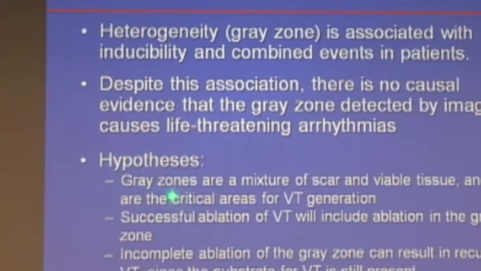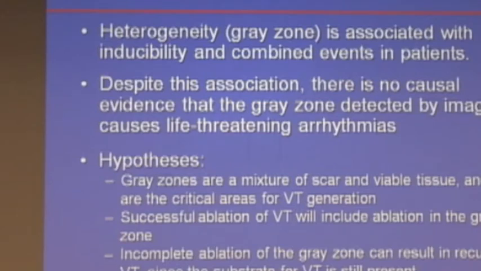So then we hypothesize that the gray zones are mixtures of scar and viable tissue and are the critical areas of VT generation, and that successful ablation of ventricular tachycardia would include ablation in the gray zone. How much of the gray zone has to be ablated remains to be determined, and incomplete ablation of the gray zone would result in recurrent VT since the substrate for VT is still present.